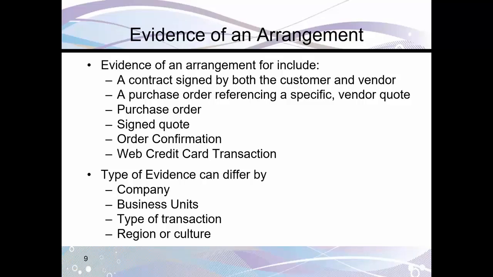All those things would be the evidence of an arrangement. In a significant transaction, it might be a contract that could be hundreds of pages. In a simpler contract, it could be just a purchase order or a quote that the vendor issues to the customer and the customer signs. There might be a master agreement and then purchase orders against that master agreement. So there's lots of different ways the seller and the buyer would document what the nature of the transaction is, the amount that the transaction is for, what the customer is purchasing.